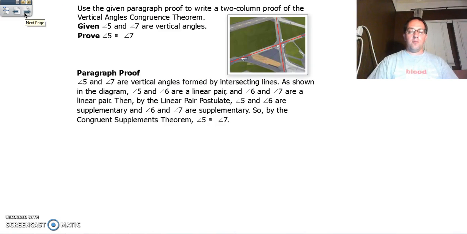So let's take a look at this. We're going to prove this. And what we have here, this is the vertical angles congruence theorem. We want to prove that angle 5 is congruent to angle 6, but you'll notice this proof, it's not a flow proof, it's not a 2-column proof, this is a paragraph proof. So if you want to pause this for a moment and read that.